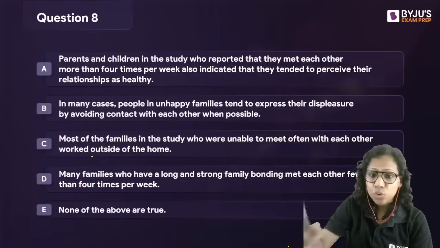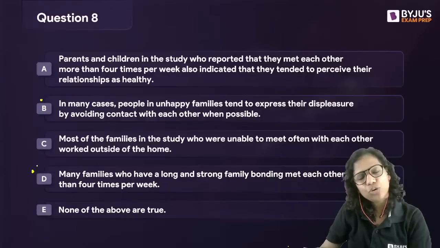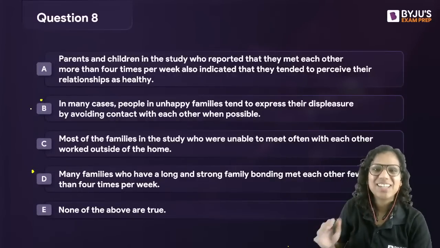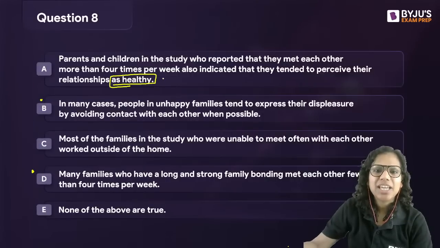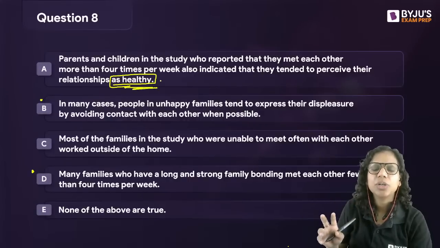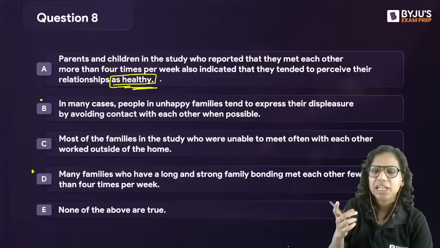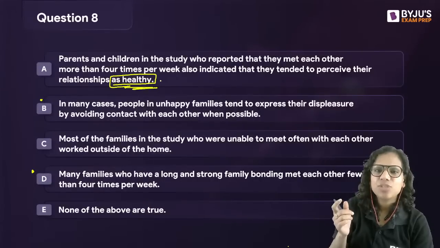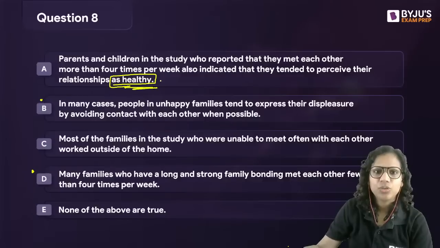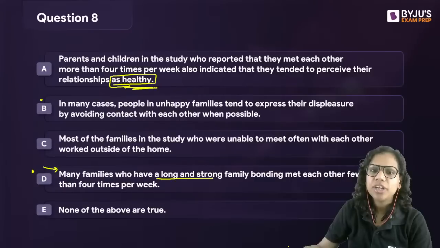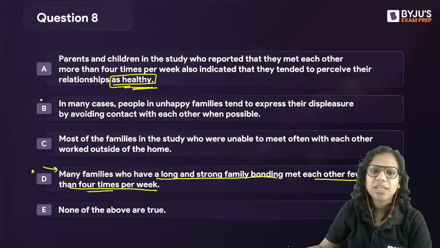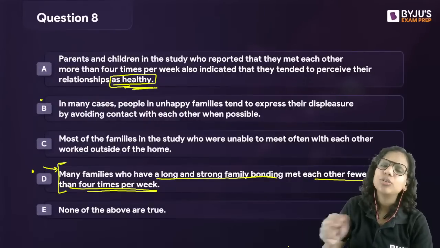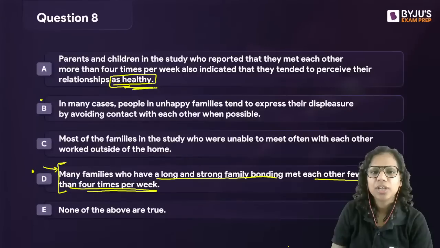Now, good that you narrowed down to B and D. They are both actually close options, but one of them is correct. We'll see which one. It is not about whether relationships are healthy or not. Basically, we are concerned with whether the cause behind the crimes happening is the failure to spend time. Now, D says many families who have a long and strong family bonding met each other fewer than 4 times per week. So how do you relate it to delinquency? How do you relate it to crime?